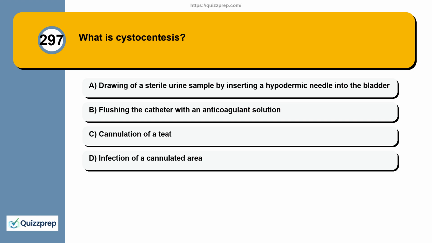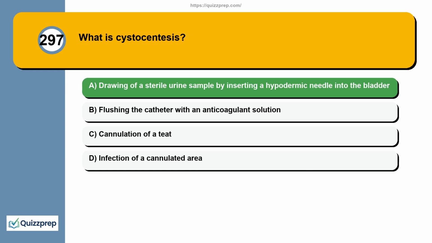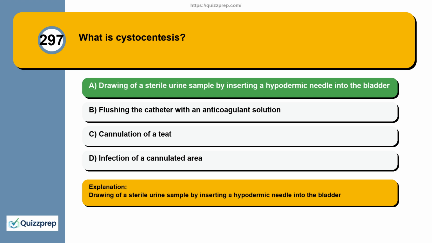Question 297. What is cystocentesis? Option A. Drawing of a sterile urine sample by inserting a hypodermic needle into the bladder. Option B. Flushing the catheter with an anticoagulant solution. Option C. Cannulation of a teat. Option D. Infection of a cannulated area. The correct answer is option A. Drawing of a sterile urine sample by inserting a hypodermic needle into the bladder.